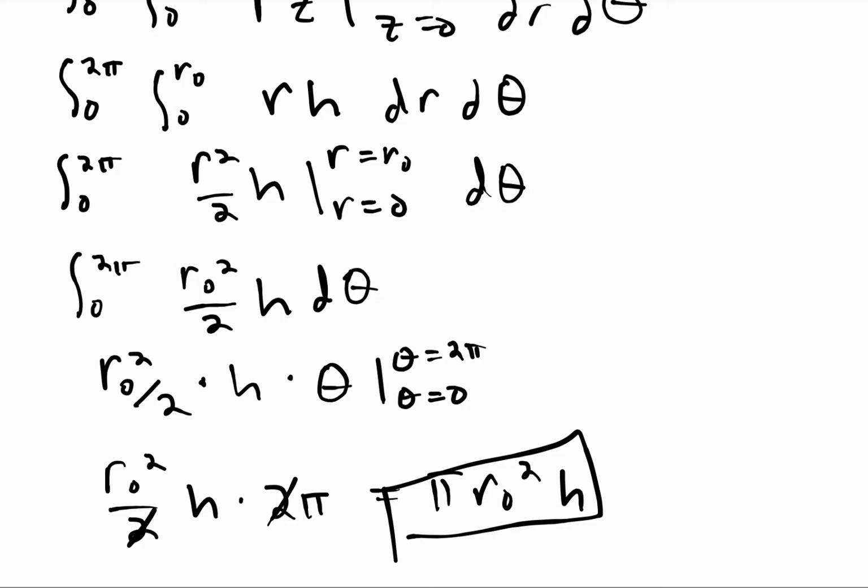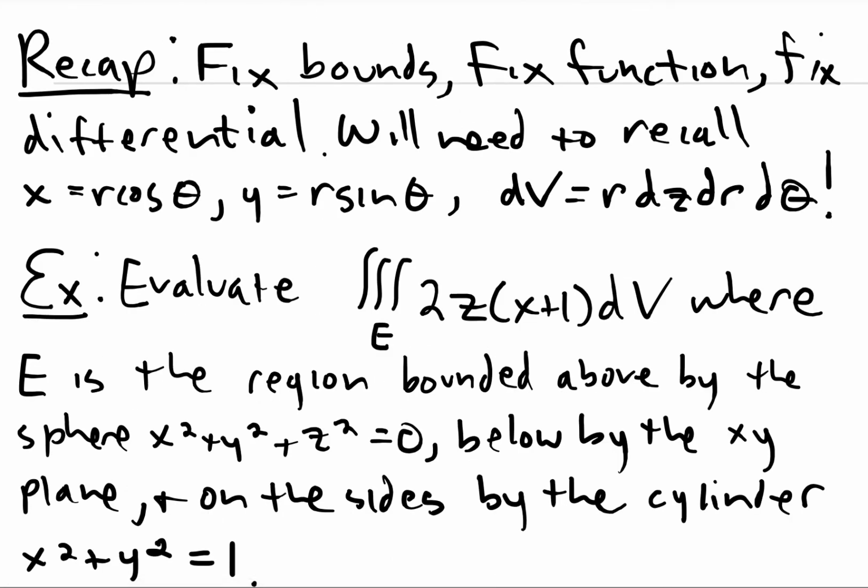Now, recap on where we're at so far. And I know this was kind of a more base example. We did cylindrical coordinates on a cylinder. So hopefully that's going to be one of the simpler examples that you would run across to demonstrate this technique. How am I going to do this on a harder integral? Well, recap first. We still have to fix my bounds, fix my function, and fix the differential.